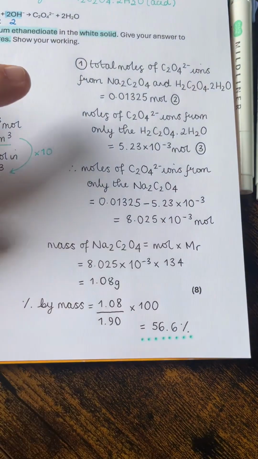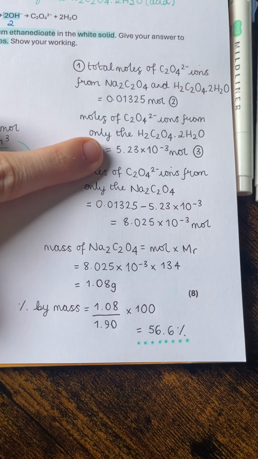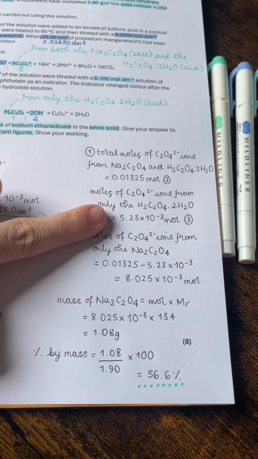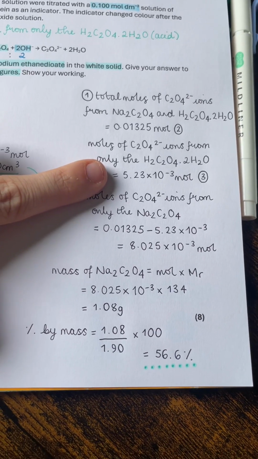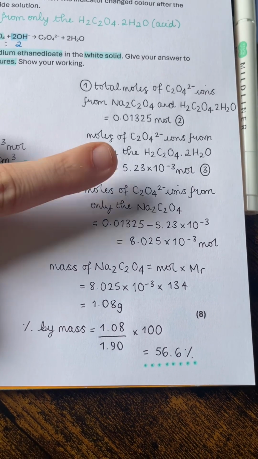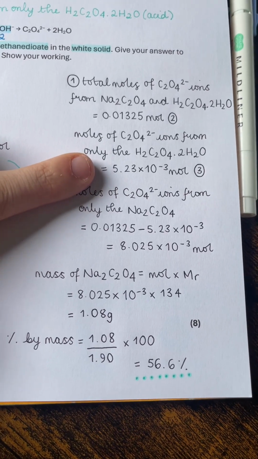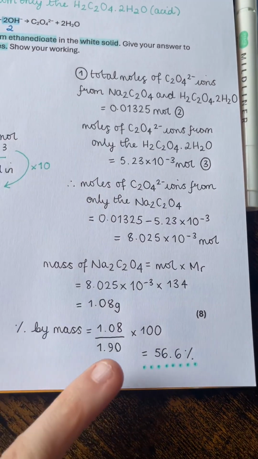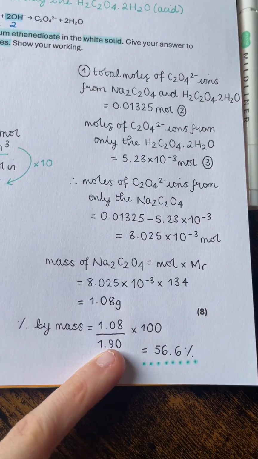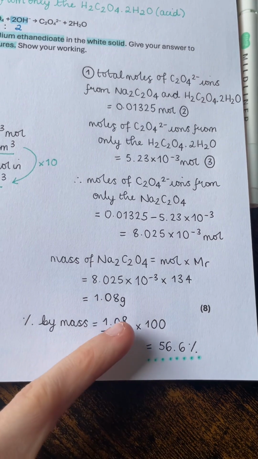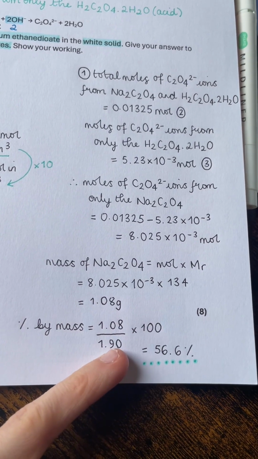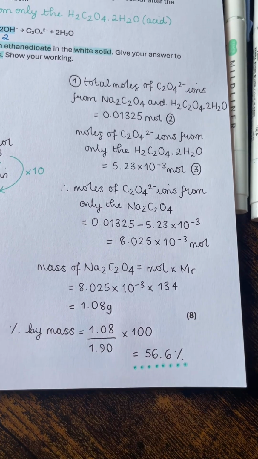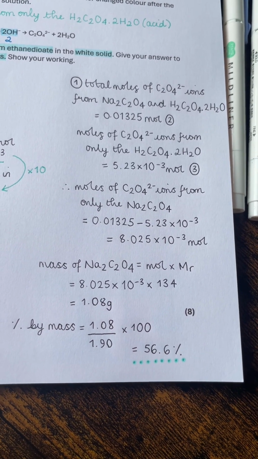We could, if we really wanted to, we're not asked to, but we could also use the moles of the C2O42- ions from the ethane dioic acid dihydrate, and also then use the MR to get the mass that came from that, and then we could figure out the mass of the inert solid if we were asked to, but we're not. What we're interested in is getting the percentage by mass of the sodium ethane dioate. So we know the mass of that, we know the total mass of the solid, we can times that by 100, giving our answer to 3 significant figures is 56.6%.